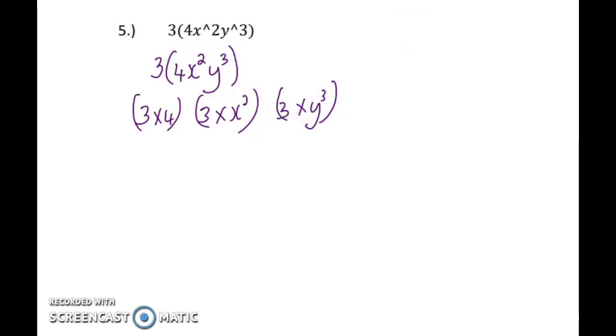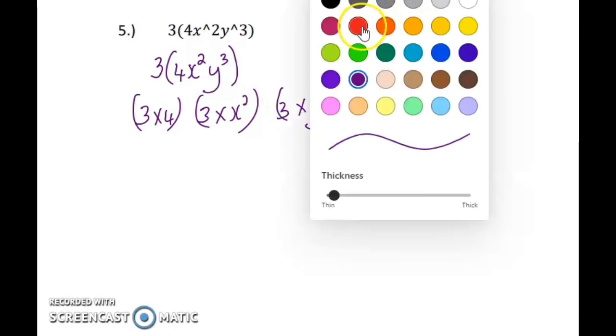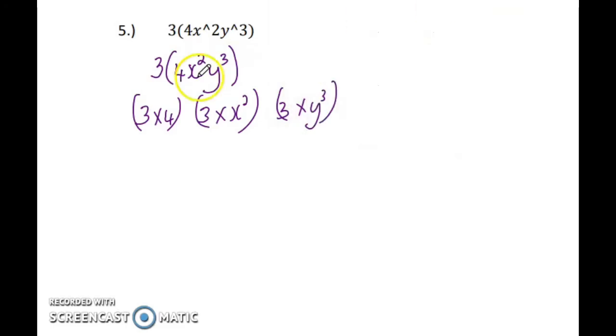And we know that when we have our brackets, it's signifying that we are going to multiply. So I have my 3, and the 3 is used to multiply every single term or number or variable that is in the bracket, right? So 3 times 4 is a positive 12. I'm going to put it in brackets because it signifies multiplication. 3 times x squared, that would be 3x squared. And 3 times y to the 3rd, that would be 3y to the 3rd.